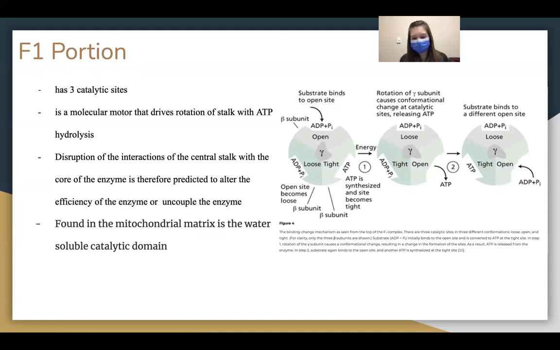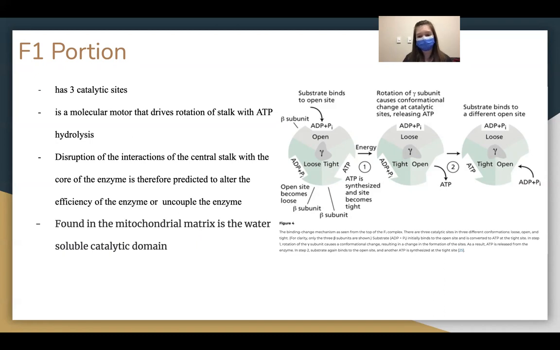The image right there is describing the 3 catalytic sites and conformations that it can contain in the beta subunits. So in the first part, substrate is bound to the open site and is converted to ATP at the tight site. In step 1, the rotation of the gamma causes a conformational change, and this results in the change in formation of the sites.